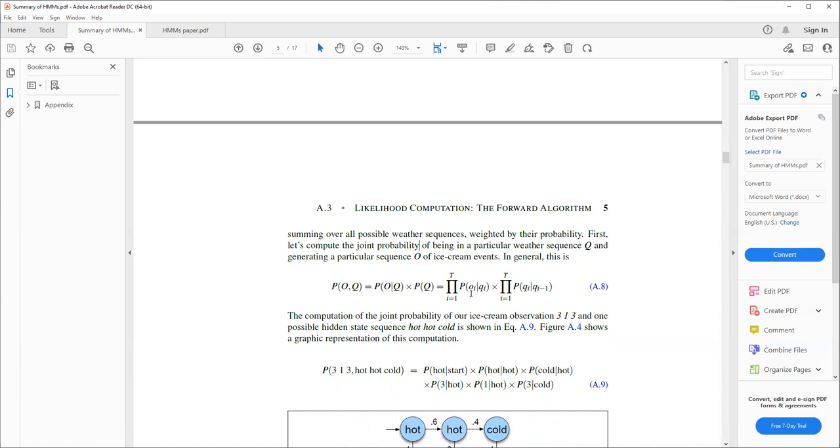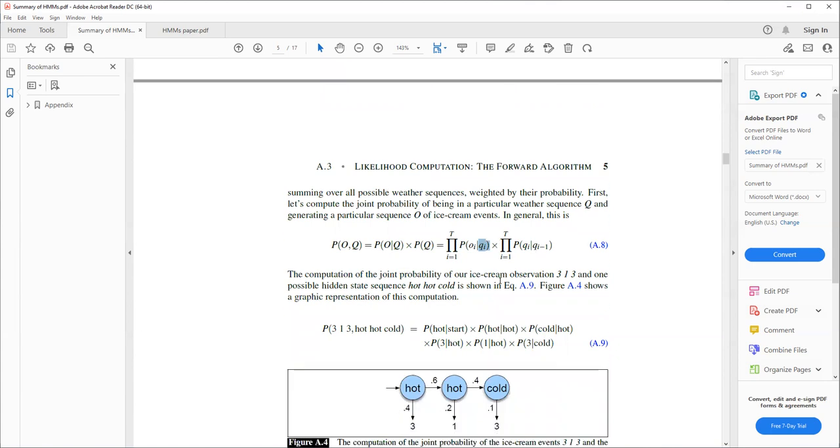So observation probabilities here are P of O, this is the observable event, from a hidden state Q, and then you need to transition from state to state. So for example, if you assume that it's hot, cold that generated 313, then you need to have the probability of 3 from hot multiplied by starting in hot, then the probability of 1 in hot, multiplied by the probability of hot given hot, multiplied by the probability of 3 in cold, multiplied by the probability of cold transitioning to cold from hot.